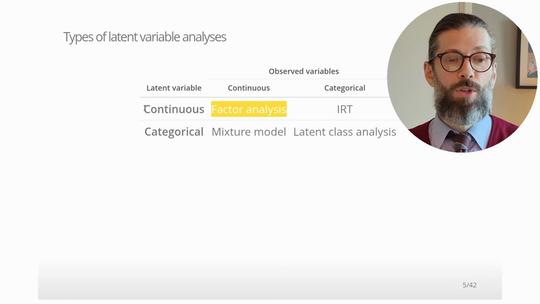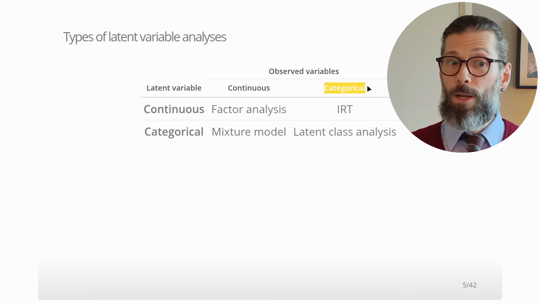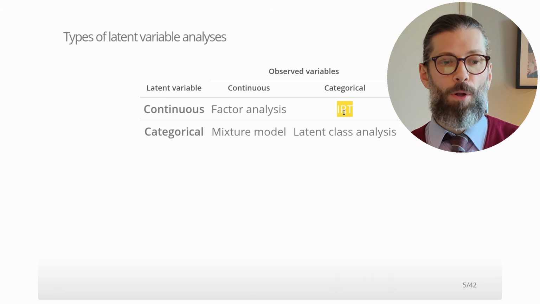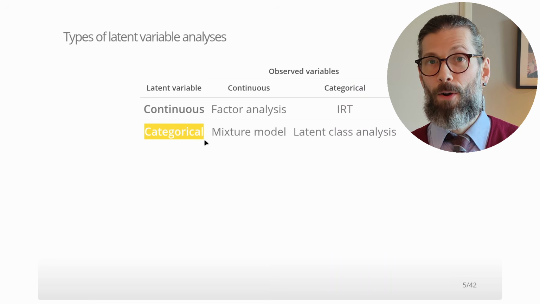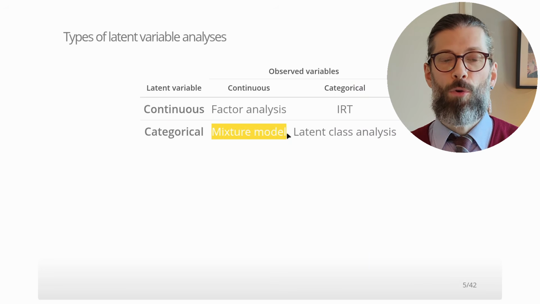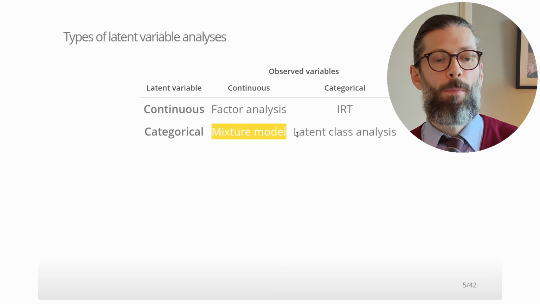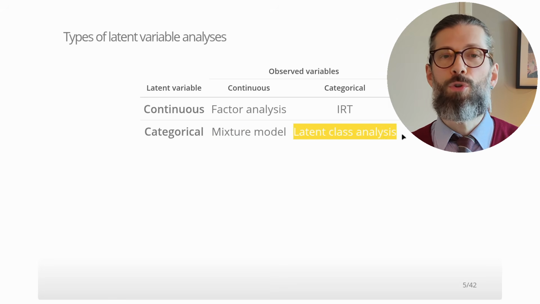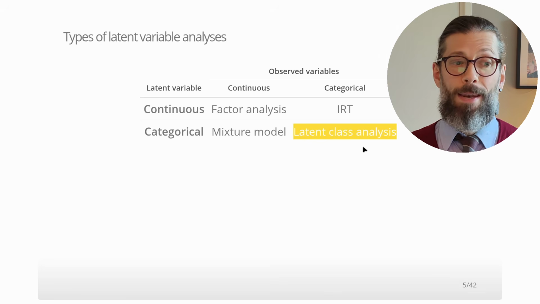If you have a continuous trait, but the responses are categorical, for example, correct or false answers to a quiz, then we call it item response theory. And if we have a categorical latent variable with continuous indicators, we call it a mixture model or sometimes just latent class analysis. Historically, the term latent class analysis was also used to describe categorical latent variables with categorical indicators.